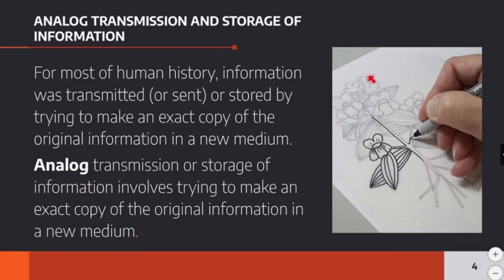Originally, this picture was on one sheet of paper. The traced picture is now on a new sheet of paper. That would be an example of an analog storage of information. Another one would be if you were to take someone's words and write them down on a sheet of paper. We tried to make an exact copy of the original words, but in a new medium. Originally, they were in a voice, sound waves, and afterwards, they're basically text that's written out.